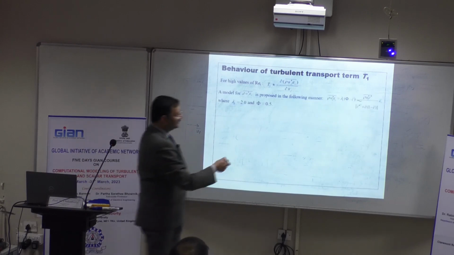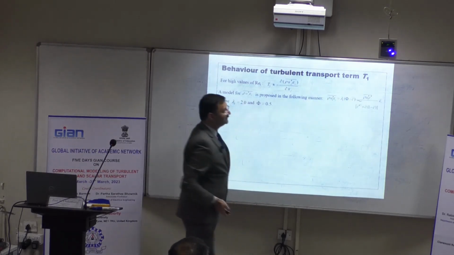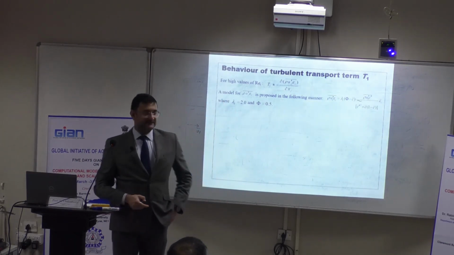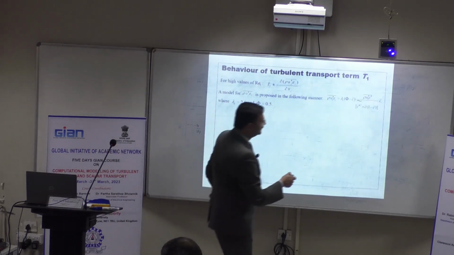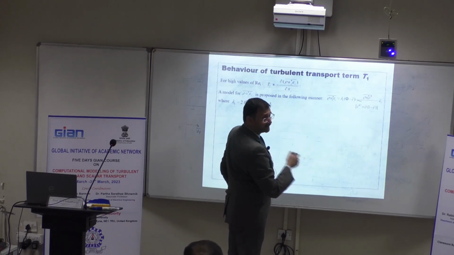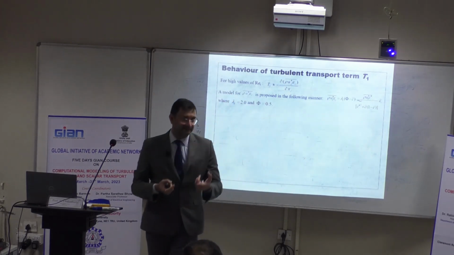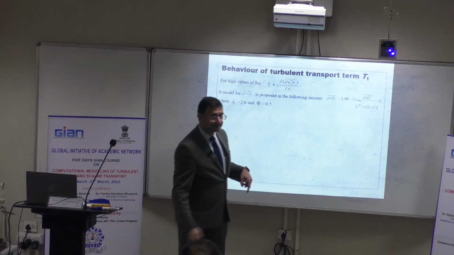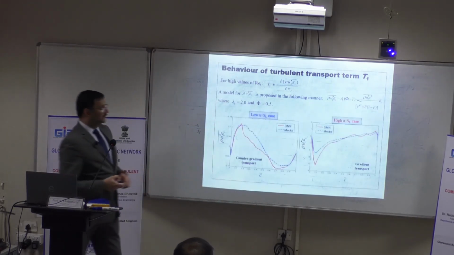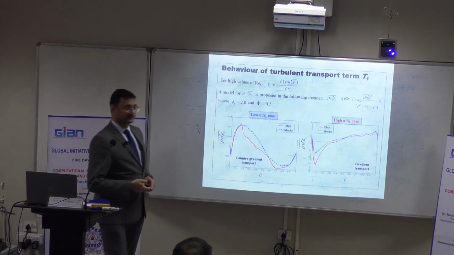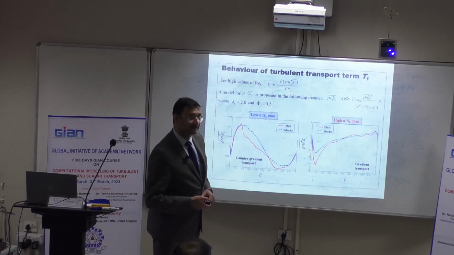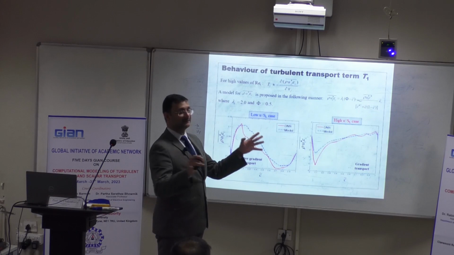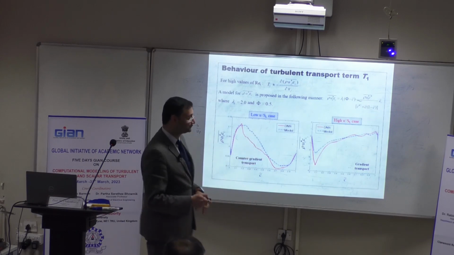So we modeled the scalar flux of scalar dissipation rate as a function of turbulent scalar flux, because when the turbulent scalar flux becomes counter gradient, this one also becomes counter gradient. And you can see it does quite a good job in terms of capturing the behavior, at least better than the gradient hypothesis.